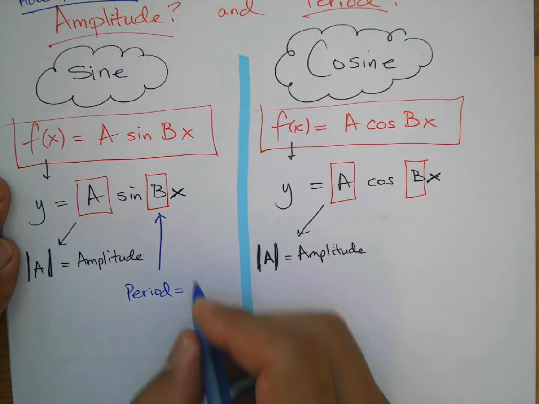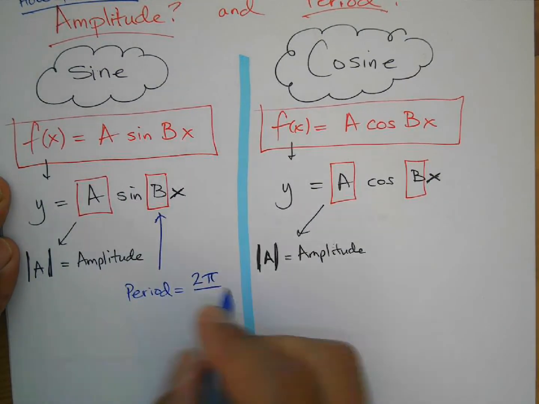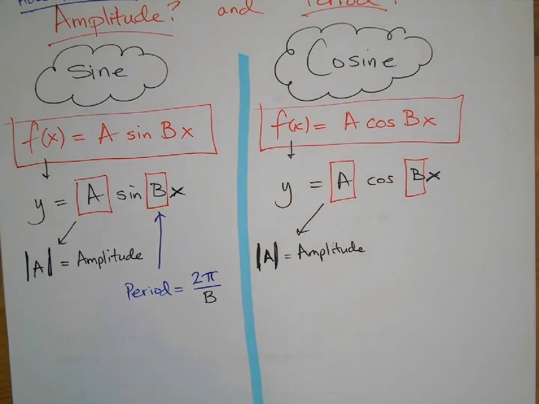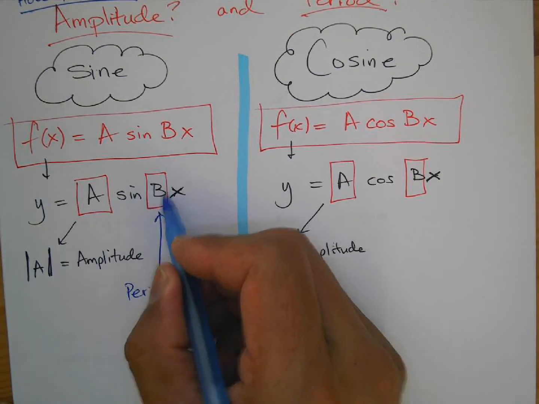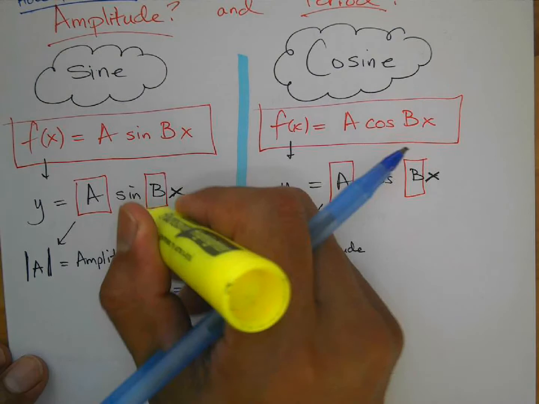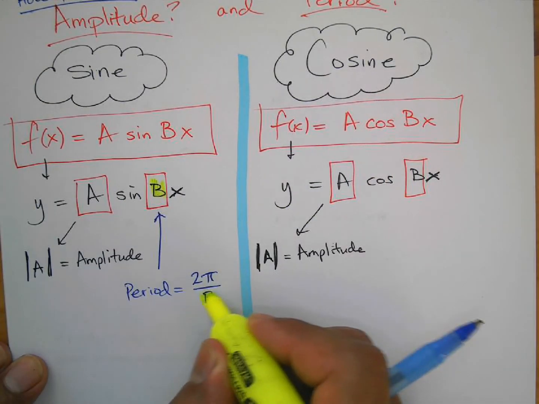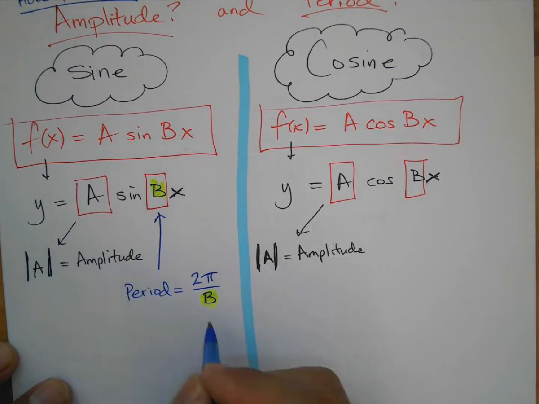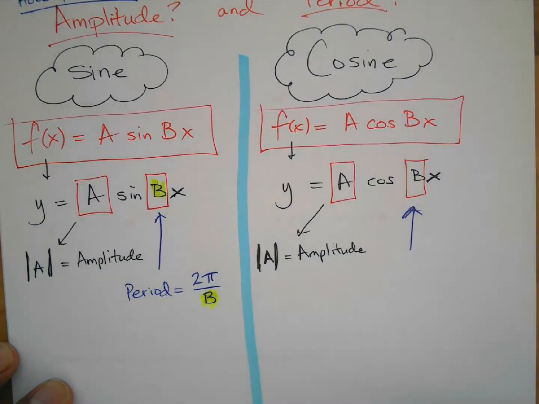The little formula is 2 pi divided by this value of b. To find your period, you have to do 2 pi and divide it by whatever number's there. Whatever this b is, that's not your period. You have to do 2 pi divided by b, and whatever that is, that'll give you your period. Okay? And the same thing's true here for cosine.